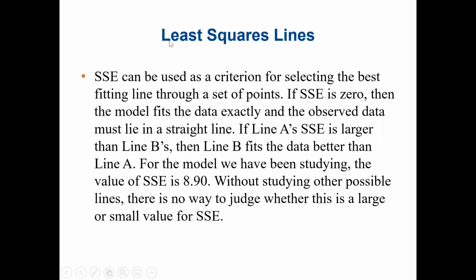Also, we have what we call the least squares line. The SSE, again, can be used as a criterion for selecting the best fitting line through a set of points. Now, if SSE is 0, then the model fits the data exactly, and the observation data must lie in a straight line, which is perfect.